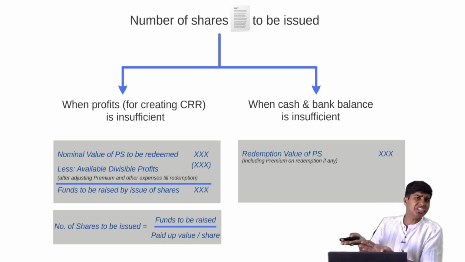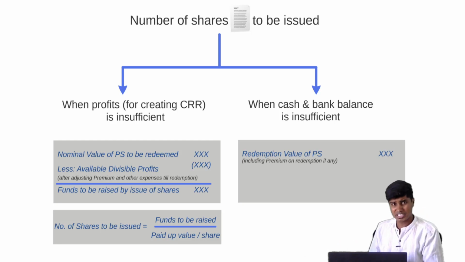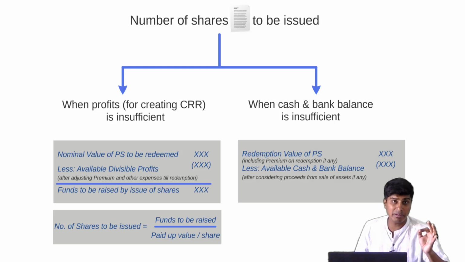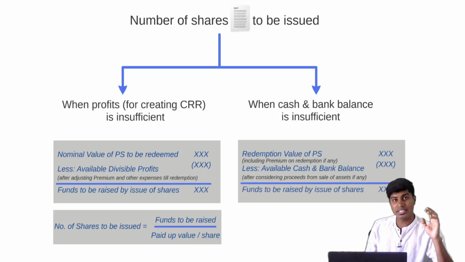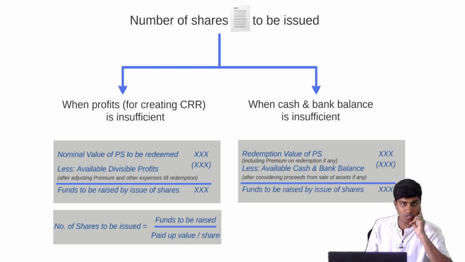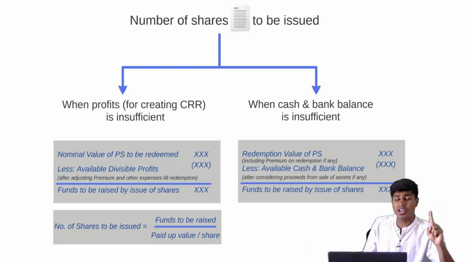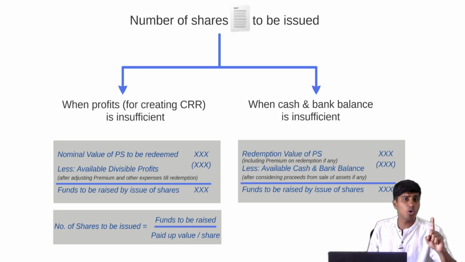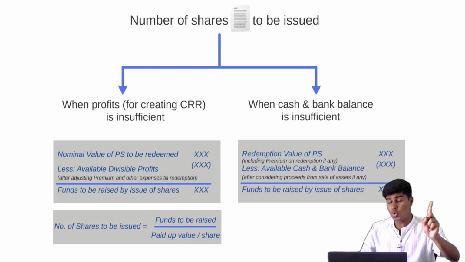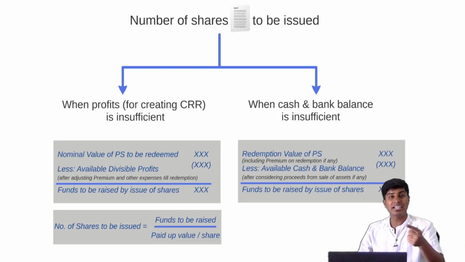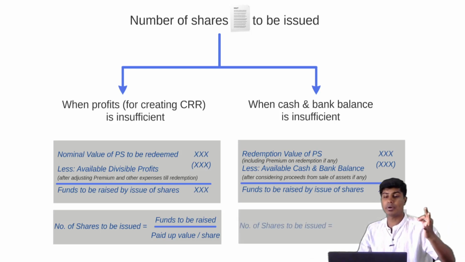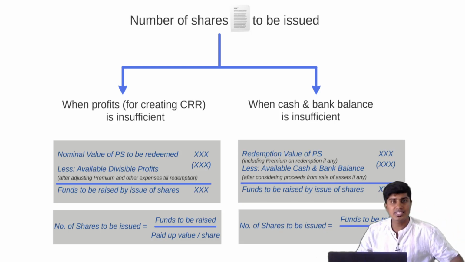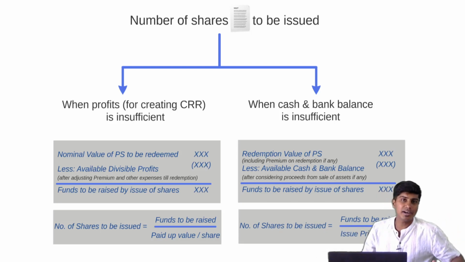What I have in my balance sheet is only 80,000 rupees as cash. So I deduct 80 to arrive at the deficiency in cash and bank balance, that is 40,000. So the equity shares are to be issued to the extent of 40,000. Now when I want to compute how many shares are to be issued, I will divide the deficiency amount not by paid up value, not by nominal value, but by issue price per share. Number of shares to be issued will be determined by funds to be raised divided by issue price per share.